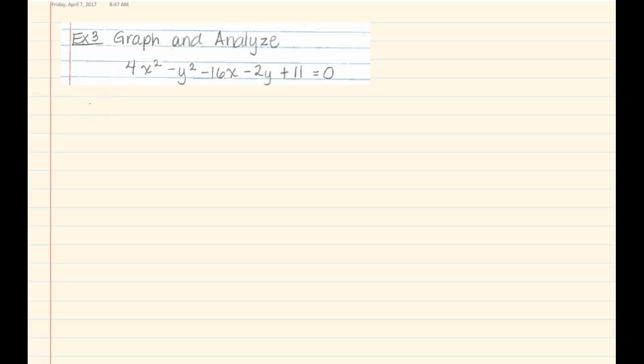For example number 3, we're asked to graph and to analyze the following equation. We need to write it into standard form, so we're going to rewrite it so we have 4x squared minus 16x minus y squared minus 2y is equal to negative 11. Before we can do completing the square, we need to make sure we don't have any coefficients beside 1 in front of our square terms.